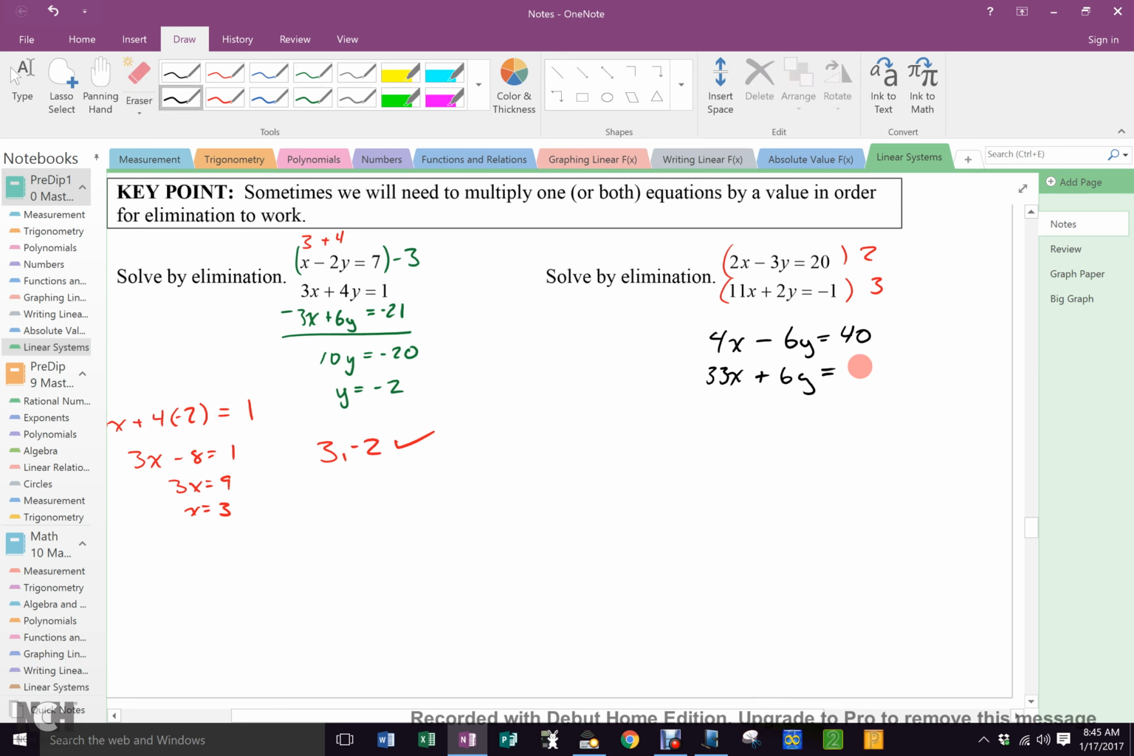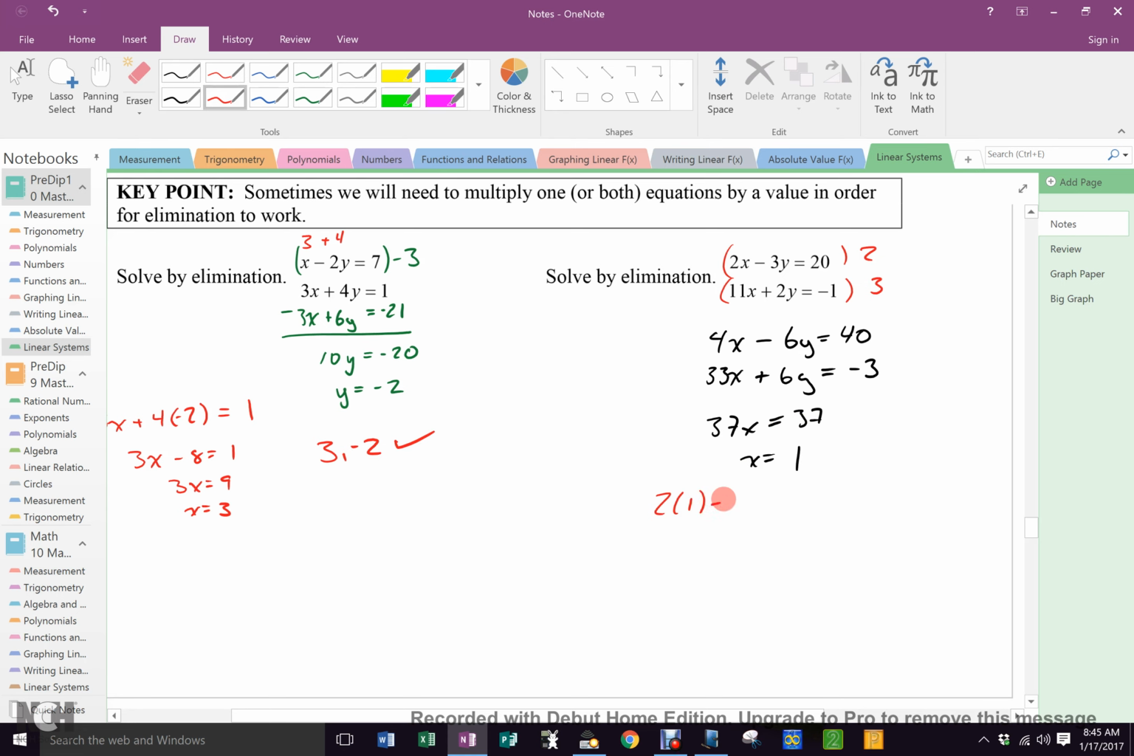And what's this become? Negative 3. And then what do I do? Put them together. What's 44 and 33? 37x. This disappears. What's 40 minus 3? 37. What does x equal? 1. Now what do I do with that 1? Anywhere there's an x. Does it matter which one? Nope.